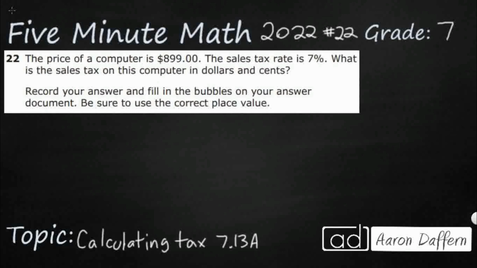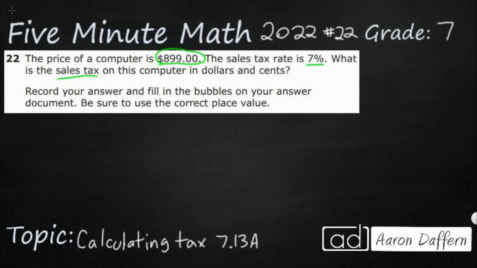So we have the price of a computer is $899. We have a sales tax rate of 7%. And what is the sales tax of this computer in dollars and cents? All right. So $899, it'd be a lot easier if that were $900, but we're going to have to do a little bit of work here without a calculator.